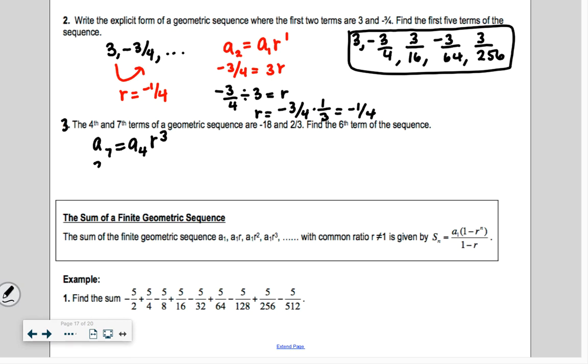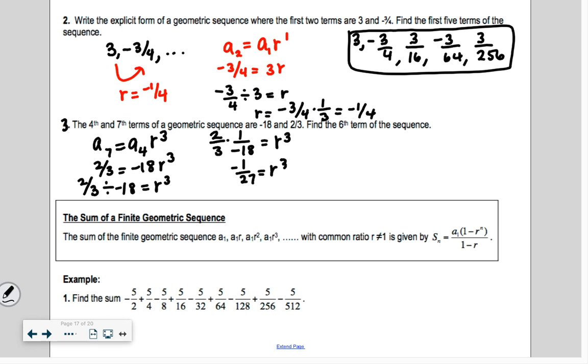So my 7th term is going to be 2/3. My 4th term is negative 18. And then I get r cubed. Okay, so it gets a little messy for a second. I think we can handle it. So we're going to take the 2/3 and we're going to divide by negative 18, which is 2/3 times 1 over negative 18. So I get 2 over negative 54, which reduces. It becomes negative 1 over 27. Did you guys have that somewhere? So what did you get when you took the cube root?